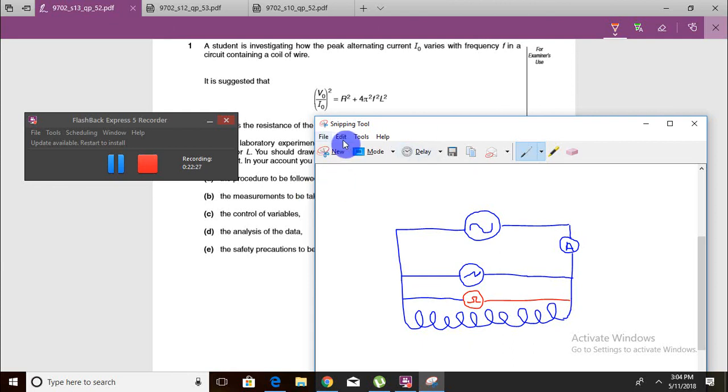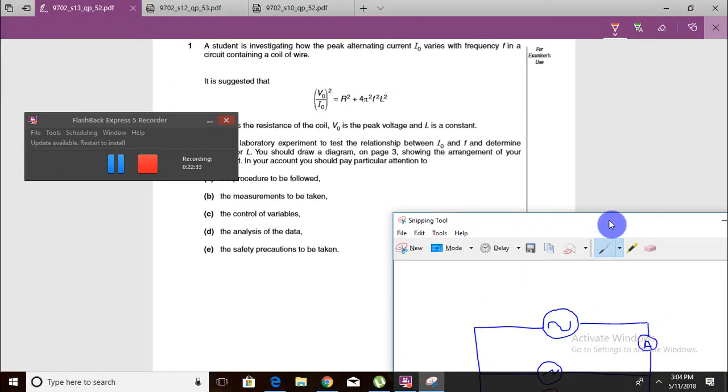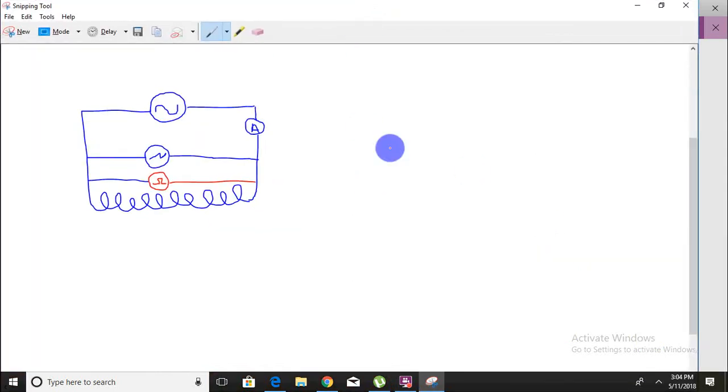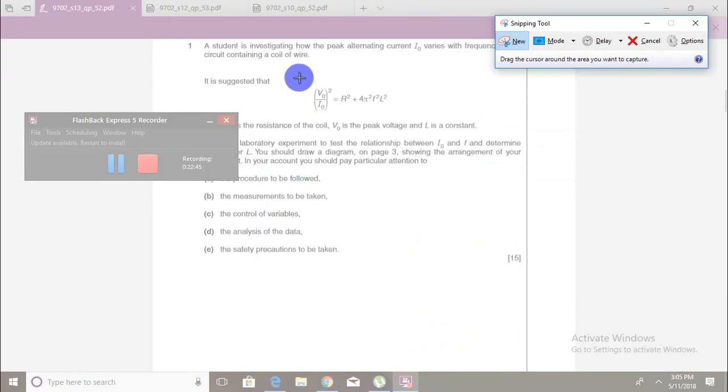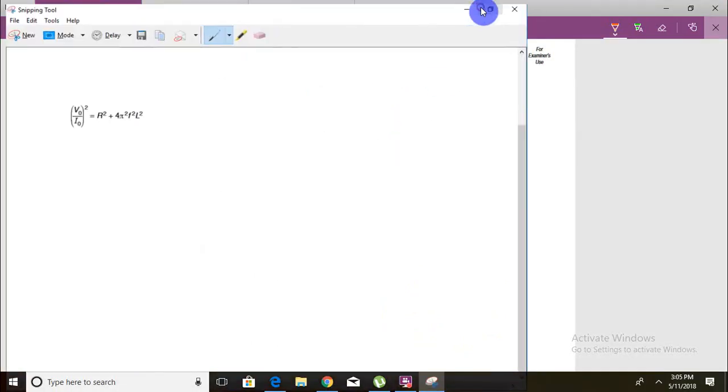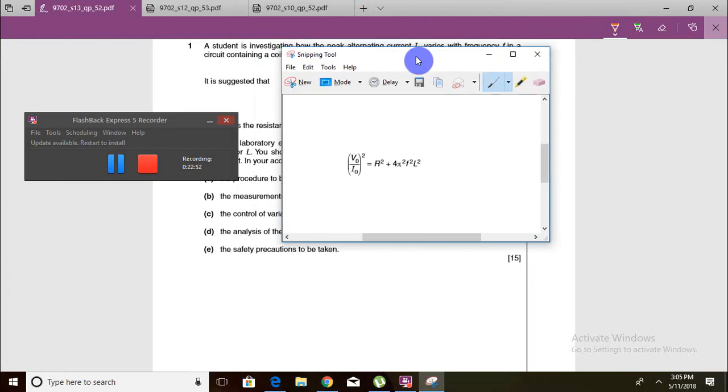Data analysis, that is interesting and something I like and dislike. So what are the objectives? We want to show the relationship between I naught and f and determine a value for L. So if you look at the relationship that we have given, what we're changing is basically the frequency, right? So this is a frequency. What that means is that it is on the x-axis, and so 4 pi square L square is in the gradient because y is equal to mx.